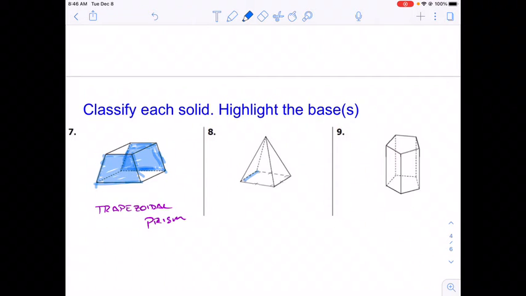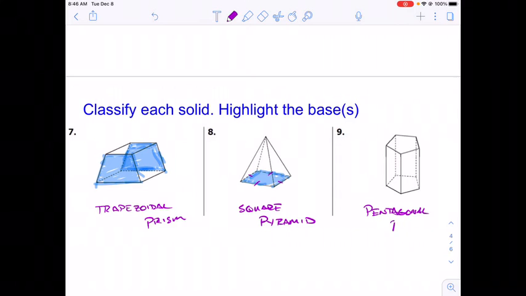Front and back face are our bases. Bottom over here, notice this is a square. Because of the sides marked here, you just have to notice it's real light, but these are squares here. This is a square pyramid. The next one here, let's look to see what this shape is, and this is going to be a pentagon. Sides are rectangles, so this is a pentagonal prism. Once again, our bases are the pentagons.